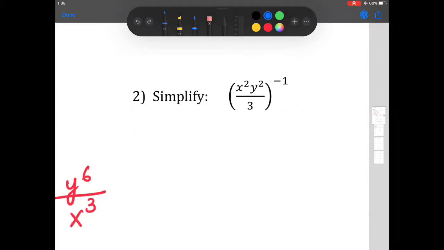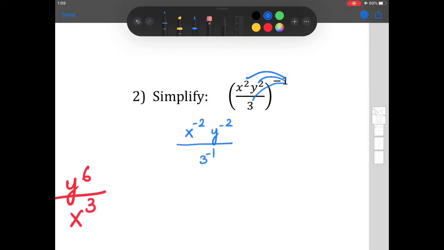Number 2, we're simplifying this expression also. If you look at the negative 1, it's raised to the whole thing. So you're going to raise the coefficient to the exponent and then multiply the exponents. I'm going to do these arrows so it makes sense to you. So let's multiply the exponents. x to the 2 times negative 1 is negative 2, y to the negative 2, and 3 to the negative 1.